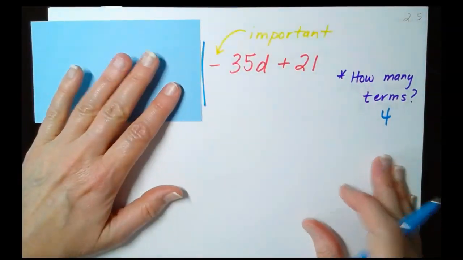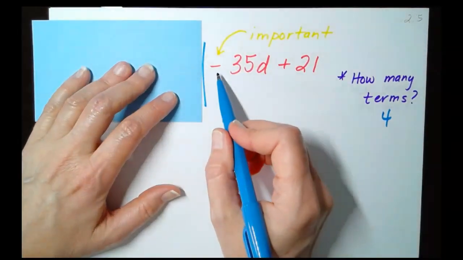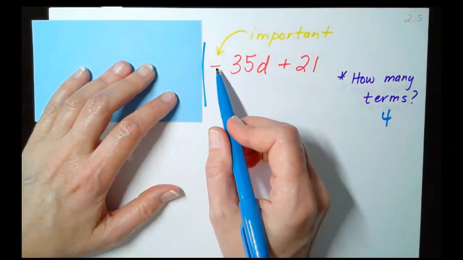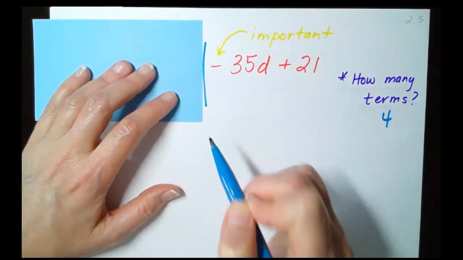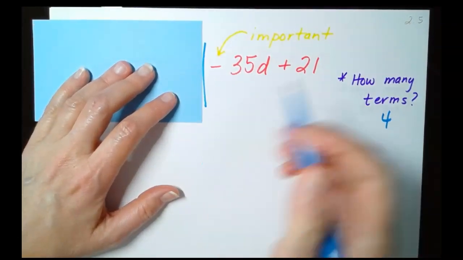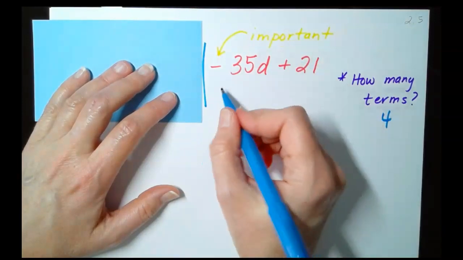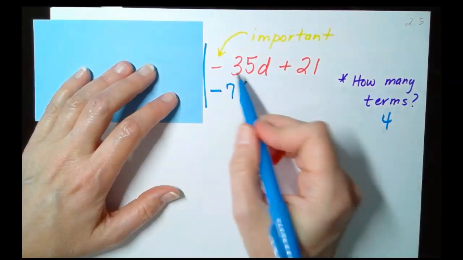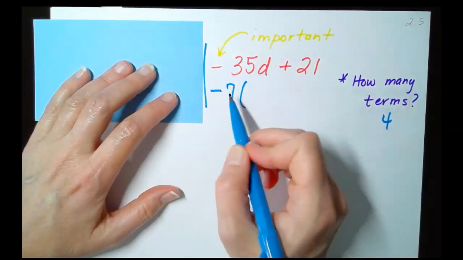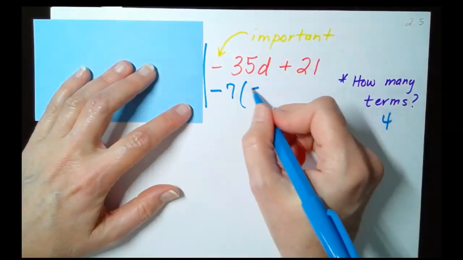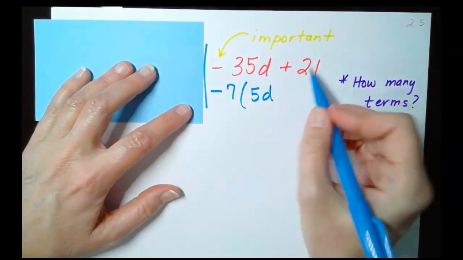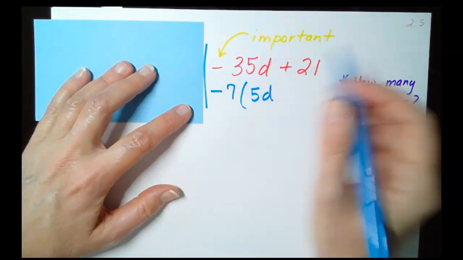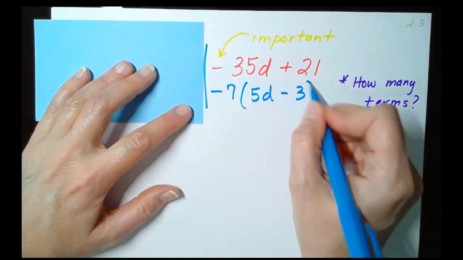Slide the card over. Remember what we saw in the first video? If you have a negative leading coefficient, then you need to take out a negative common factor. 35 and 21 are both divisible by negative 7. So negative 35d divided by negative 7 is 5d. 21 divided by negative 7 is negative 3.